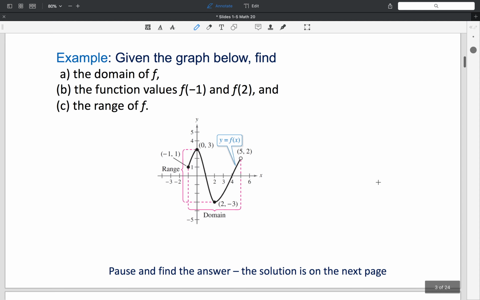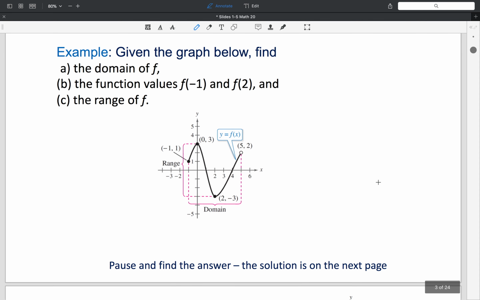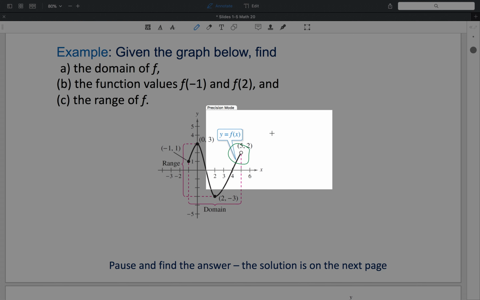Okay, here's an example of a problem. Given the graph below, find the domain, the function values at x equals minus 1 and x equals 2, and the range. A couple of things here: right here, notice the circle, an open dot. That means the point isn't on the graph.